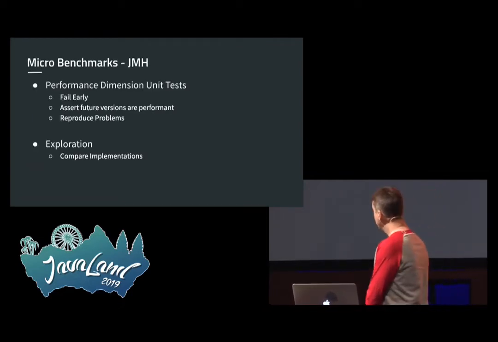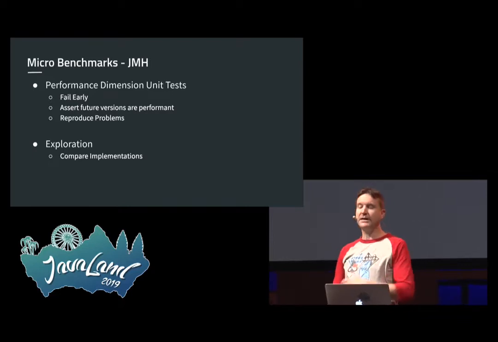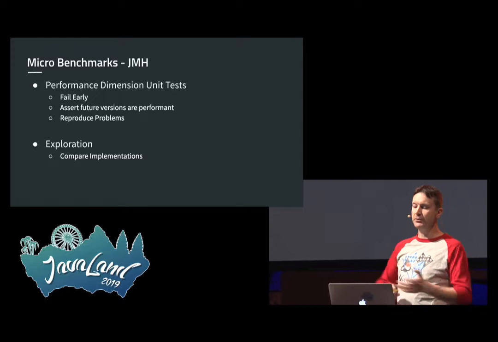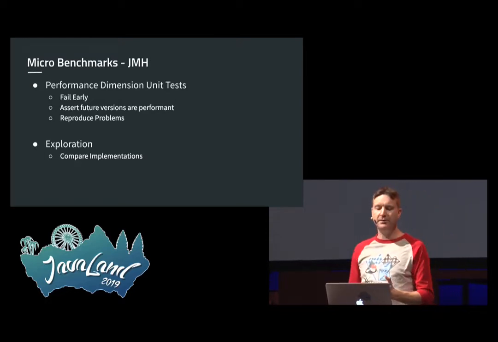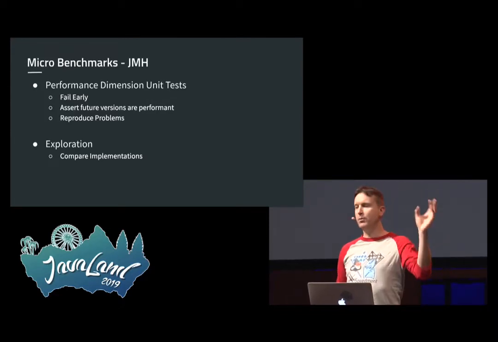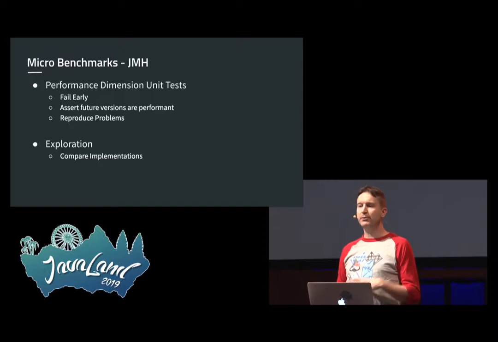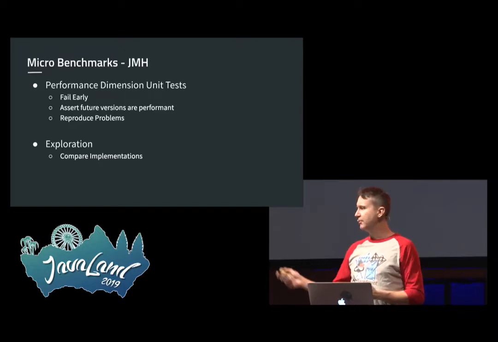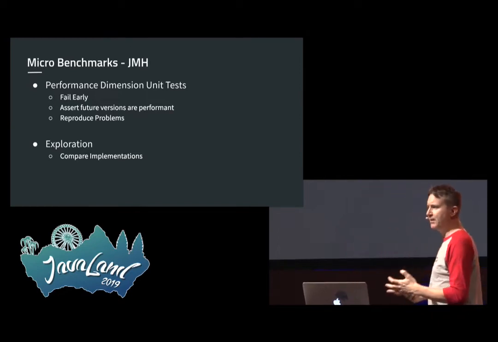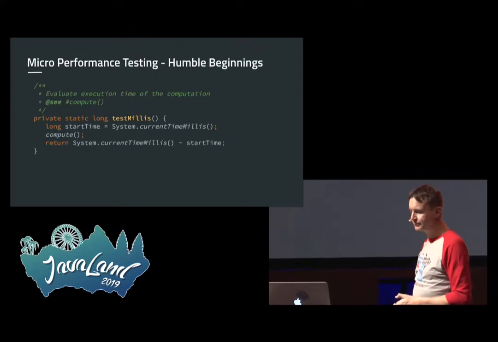So there's something called microbenchmarks, which is kind of the analogy to JUnit tests. You can fail early, you can assert that the code is performant, and you can reproduce problems. It's also good for exploration. I mean, it's very hard to tell if one method is faster than the other because of those things that happen under the hood, for example, stack allocation or inlining or stuff like that. So it's very important to understand before you optimize, is it really worth this?